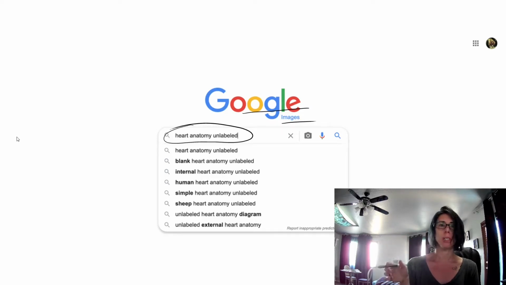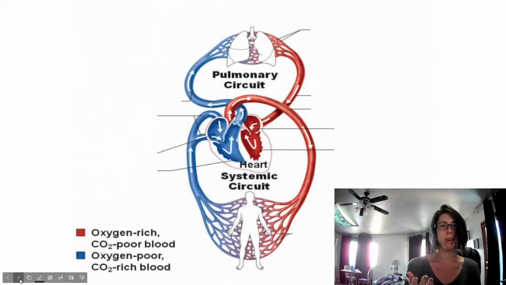Then look at your terms list and see if you can fill in all of the labels by yourself, because that's essentially what you'll have to do on an exam. You'll be given an unlabeled image and you'll have to identify it. So you can use labeled images to check your work, but make sure that you use unlabeled images to study. So now that we've gone over study tips, let's look at gross anatomy of the heart.